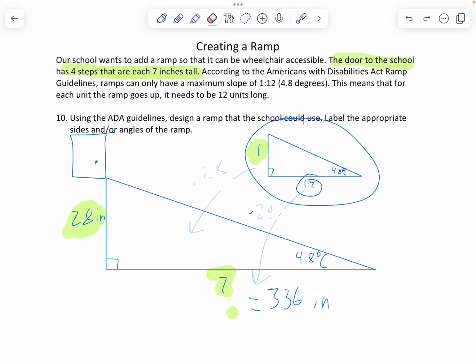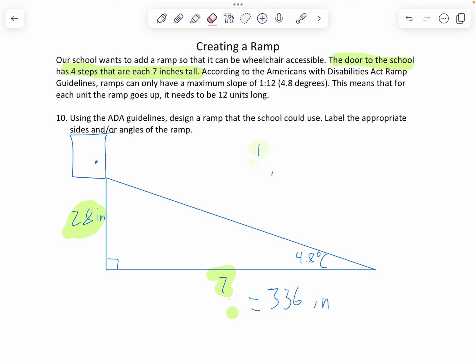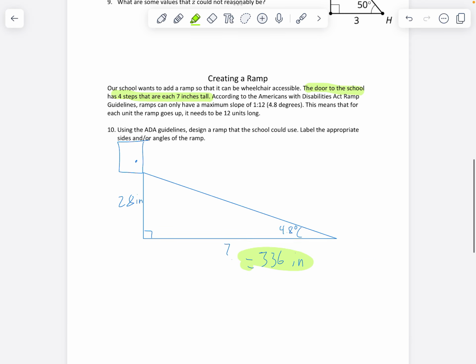Hopefully that made sense. If not, rewind it, I guess. But really, basically what you need to do is just whatever number this is, right? Because originally that was 1, so we multiplied it by 28. And originally this was 12, so we multiply that by 28, okay? So this is the answer down here, 336 inches.